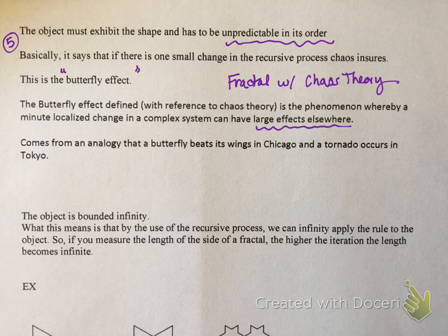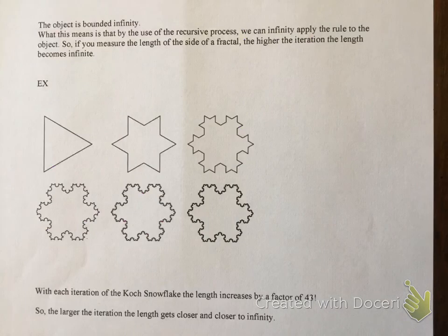So number 6, or the last criteria for something to be a fractal, is the object is bounded infinitely. That means that by the use of the recursive process, remember we use the rule, we can infinitely apply the rule to the object. So if you measure the length of the side of a fractal, the higher the iteration, we're going to find that the length becomes infinite. So it's really crazy. Let's check that out.